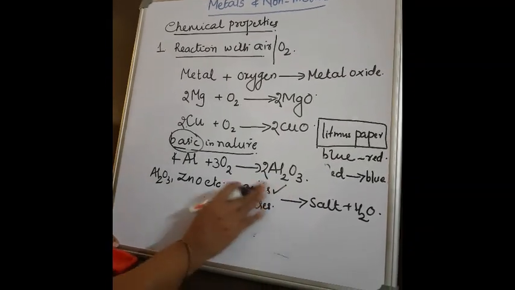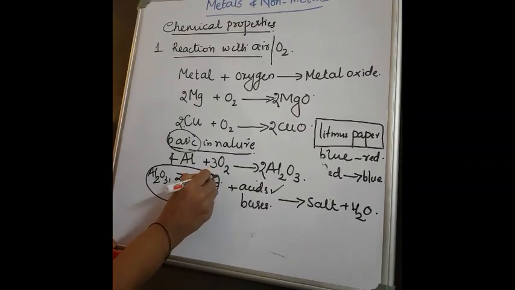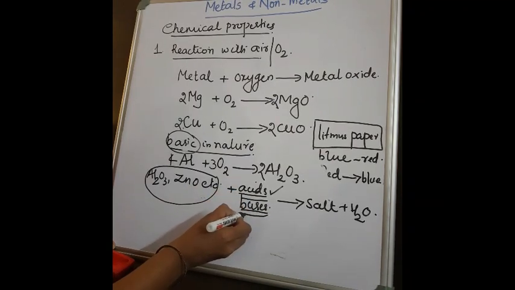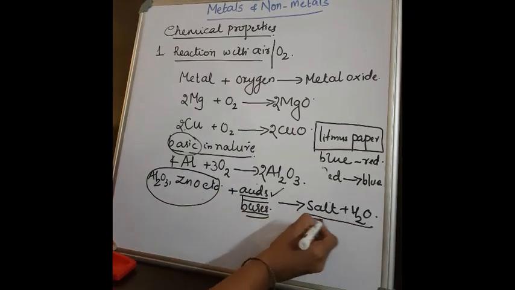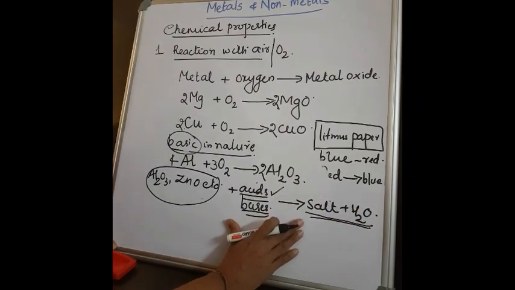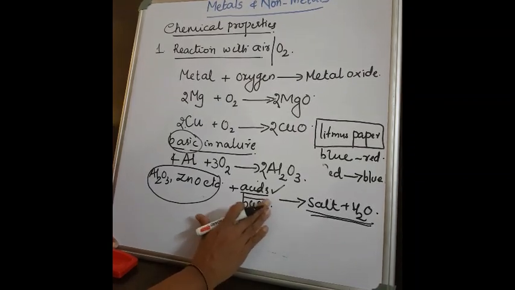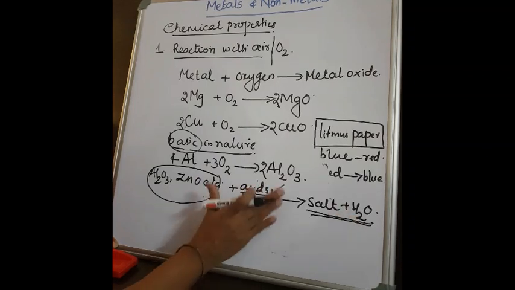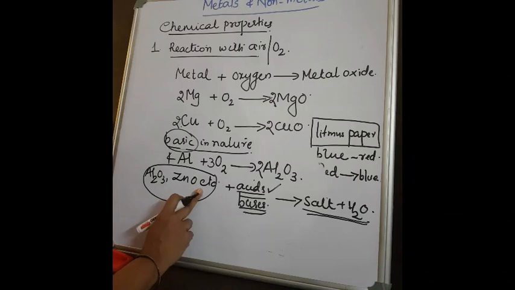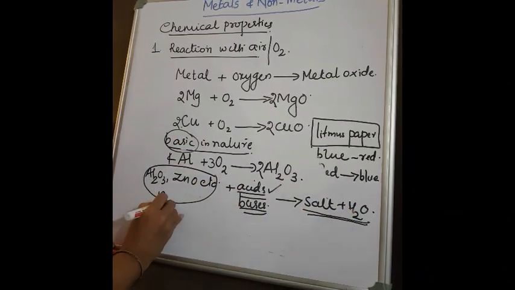Now, that means this shows that some metal oxides can react with both acids as well as bases to form the corresponding salt and water. This type of reaction is called a neutralization reaction. An acid plus a base will give salt plus water. In this case, these oxides normally react with acids to give salt and water, because they act as bases.